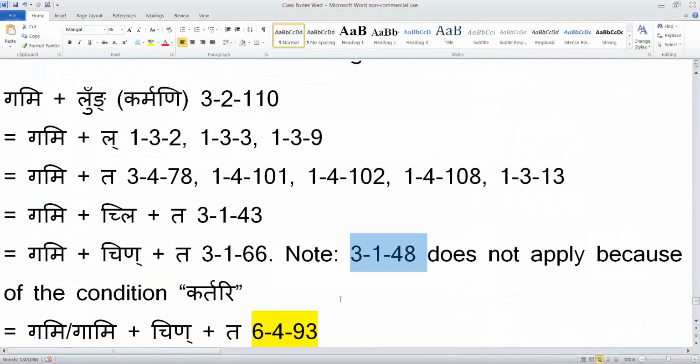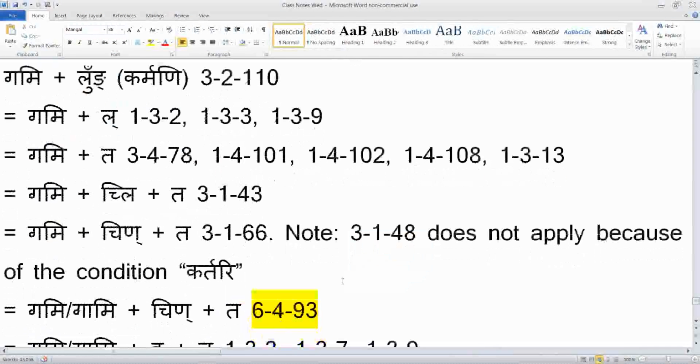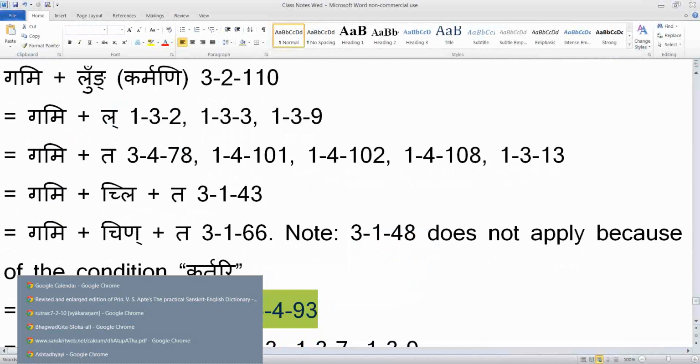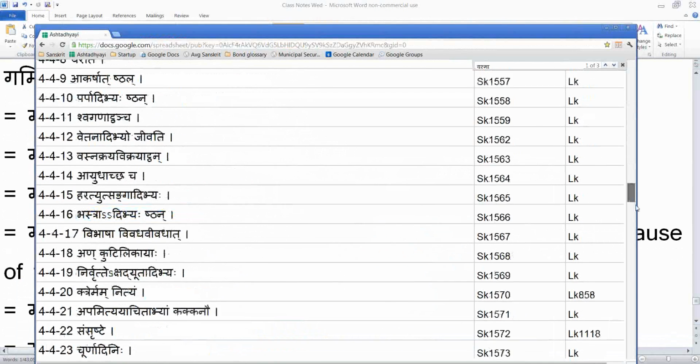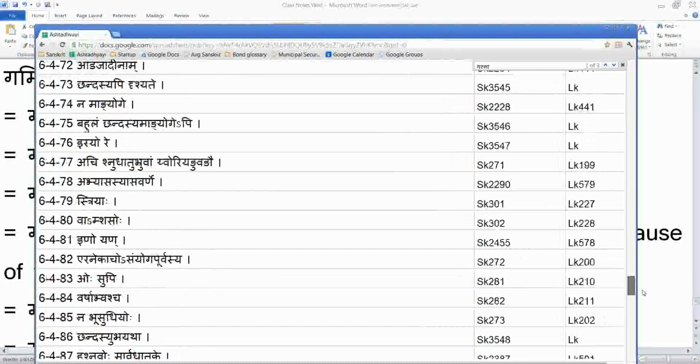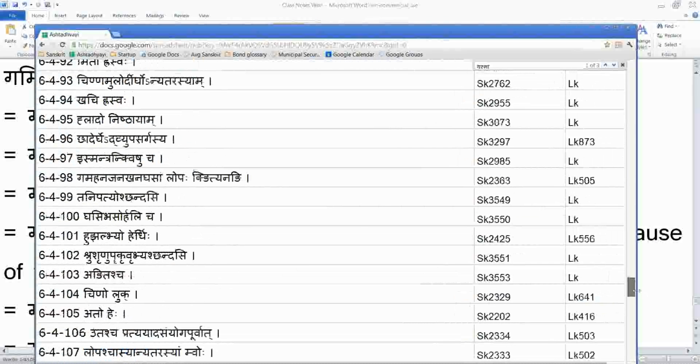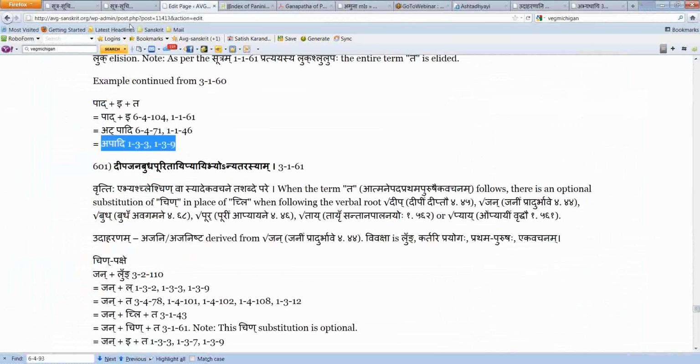So now we proceed, and by 6493 we get an optional elongation over here. The Akara becomes the Akara optionally. That's by 6493, Chinnamulor Dirgonyatarashyam. So this is where we get the form Agami, Agami, when we are in the causative. That is the sutram over here.